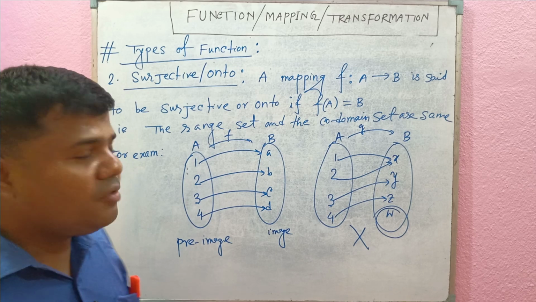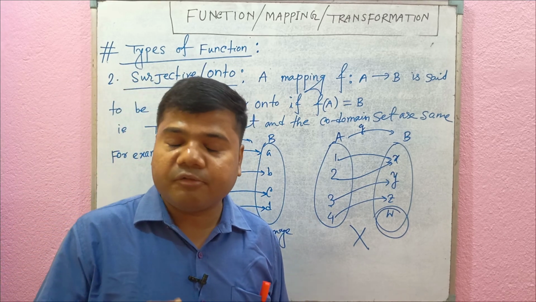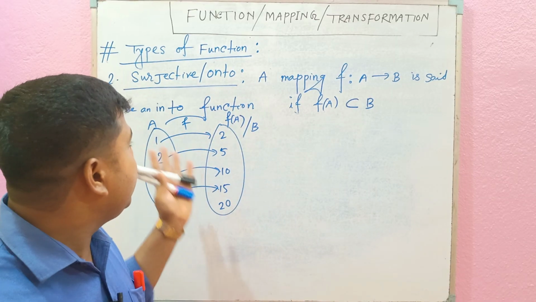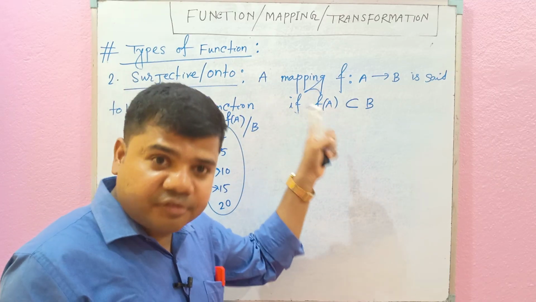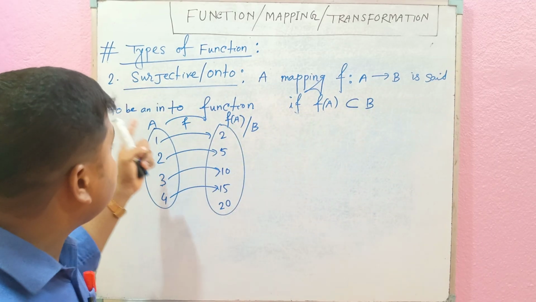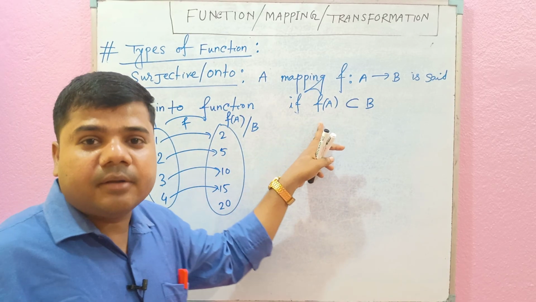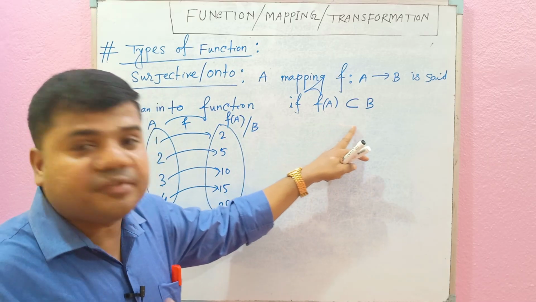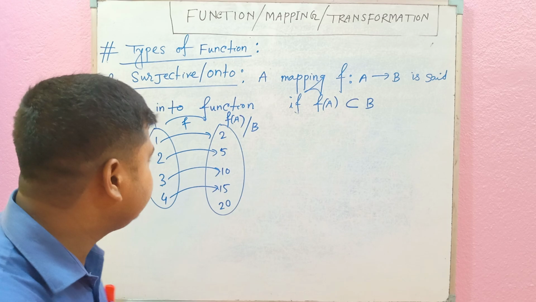Next, we shall discuss the into function. A mapping or function f maps A to B is said to be an into function if f of A, that is the range set, is a proper subset of B. Must remember this.